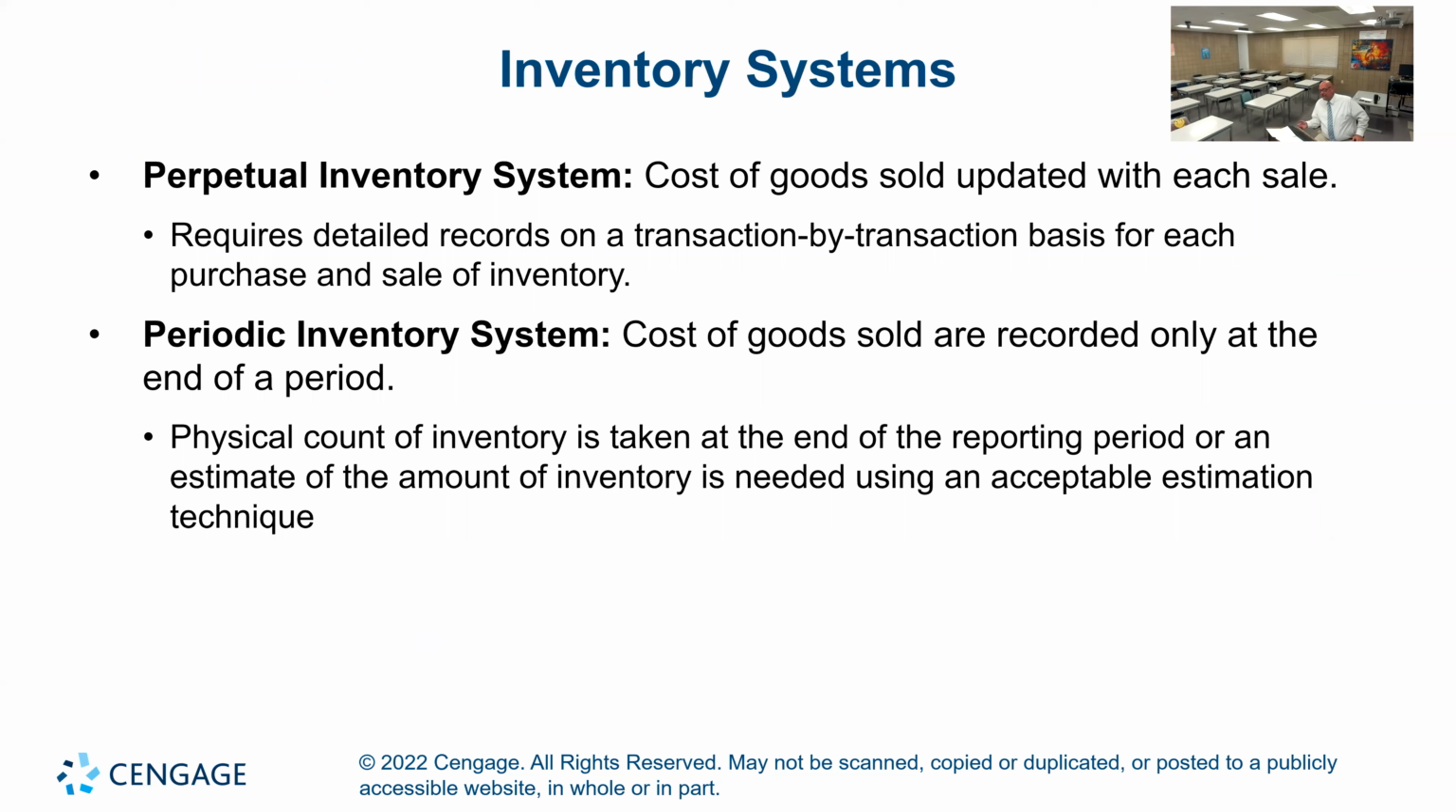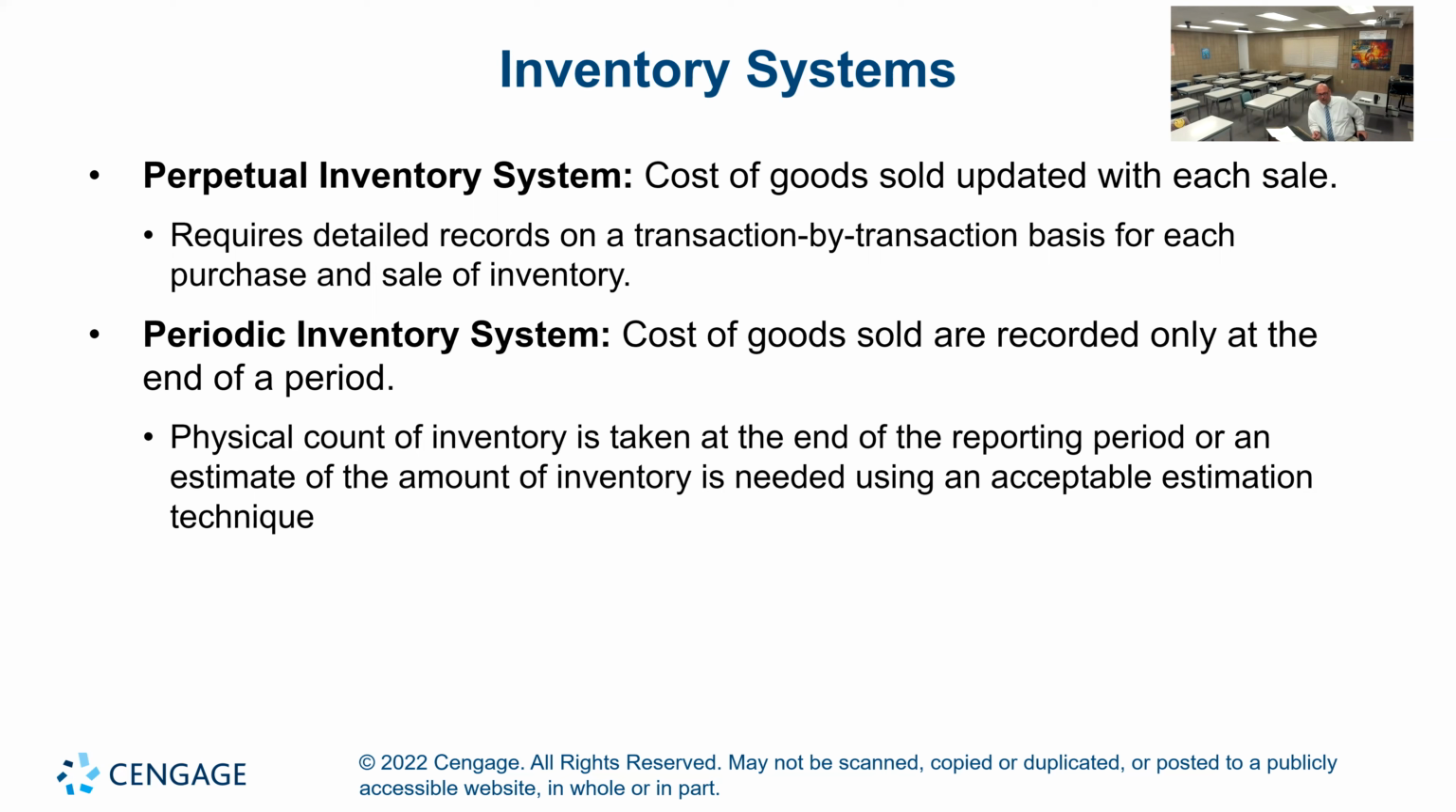Okay, there are two different types of inventory systems. I'm going to start with the one down there on the bottom, that periodic inventory system. Cost of goods sold are recorded only at the end of the period, because that's the example that we just did right before this. Okay, a physical count of inventory is taken at the end of the period, or you kind of estimate it, but you're going to need a number, and then you plug that into that cost of goods sold formula to figure out your inventory. That's a periodic inventory system.